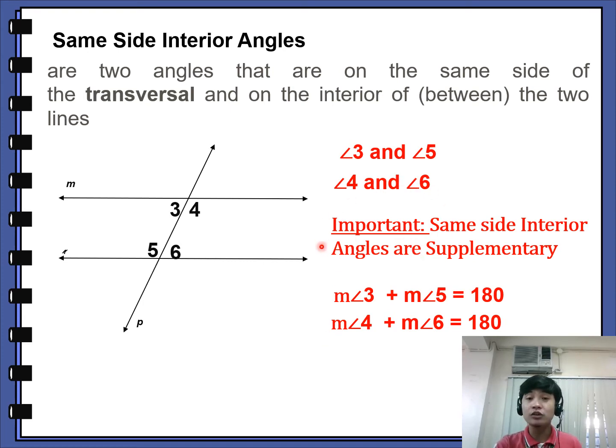So as a result of this concept, ang epekto po niyan dito, the measurement of angle 3 plus the measurement of angle 5 is equal to 180. And the measurement of angle 4 plus the measurement of angle 6 is equal to 180.